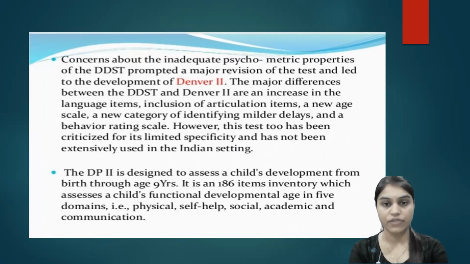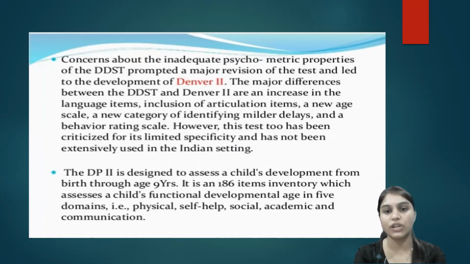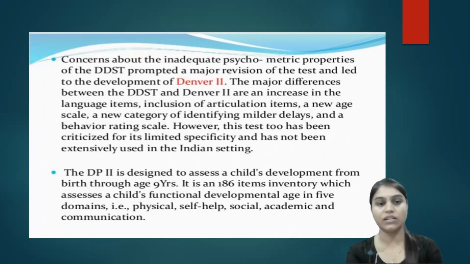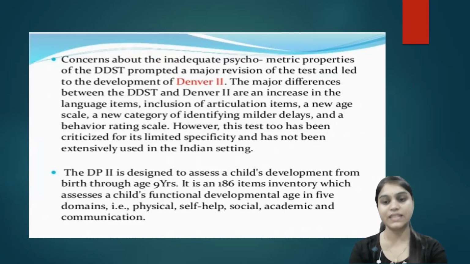The major differences between the DDST and Denver II are an increase in the language items, inclusion of articulation items, a new scale, a new category of identifying milder delays, and a behavior rating scale. However, this test has been criticized for its limited specificity and has not been extensively used in the Indian setting.